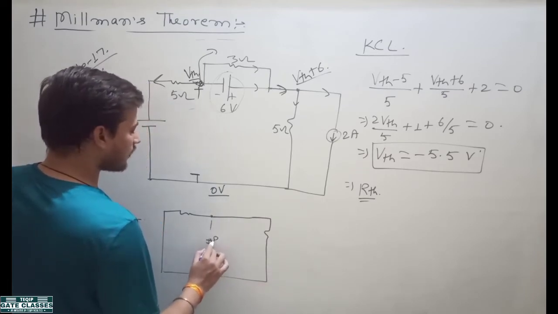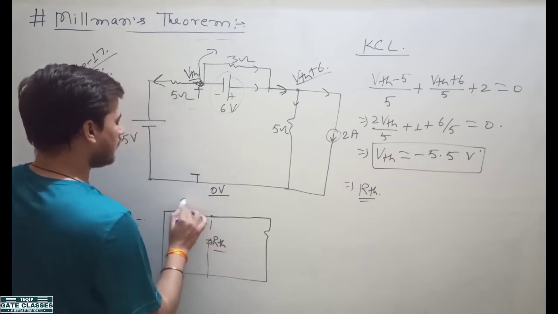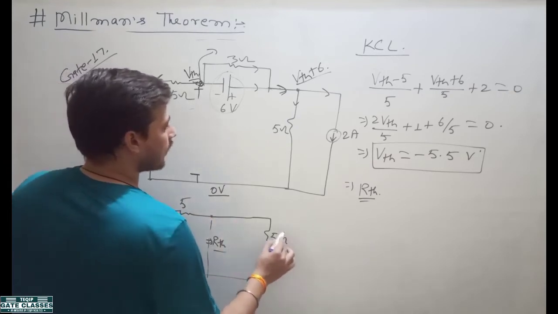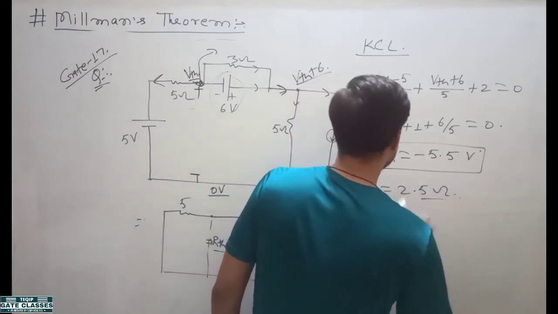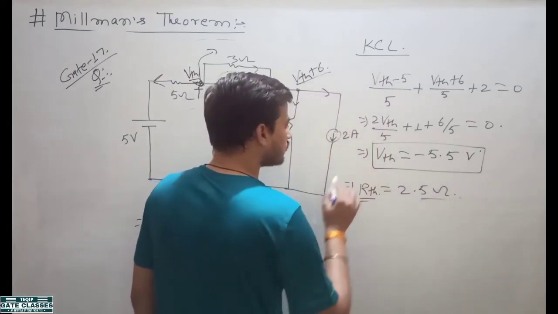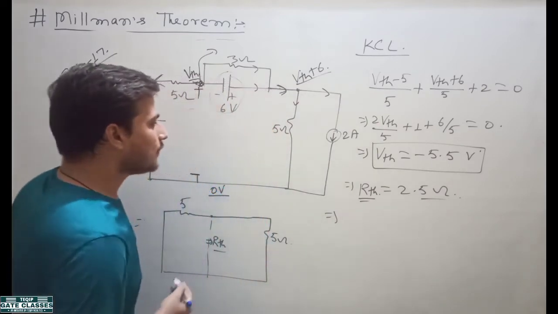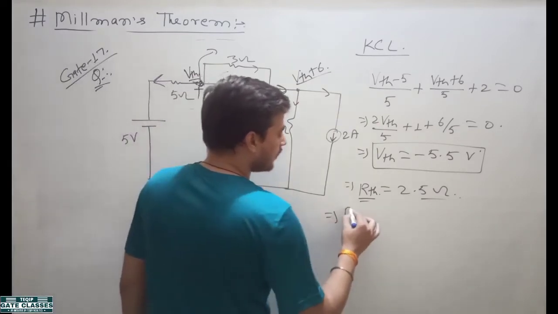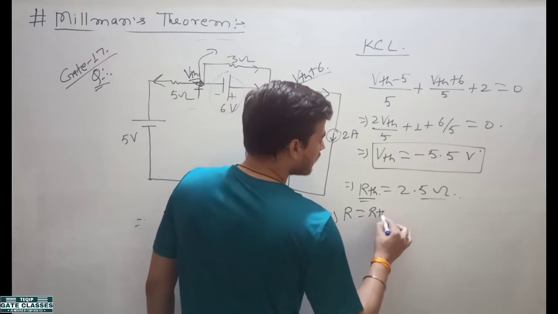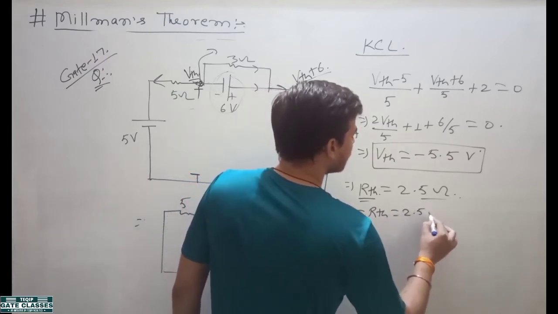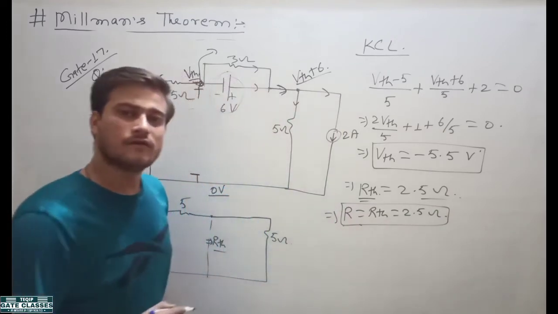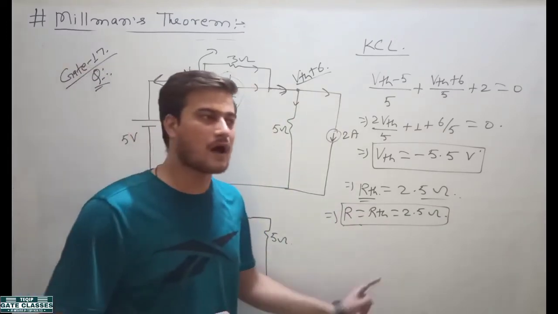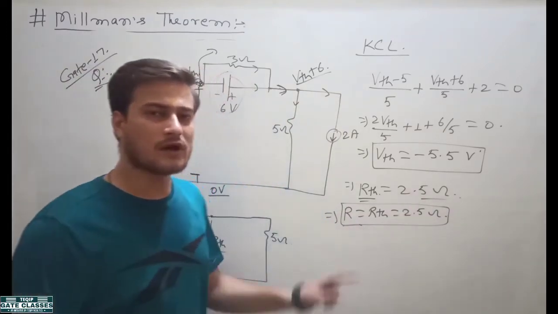From here you have to write RTH. It is 5 ohm. This is also 5 ohm. So RTH will be equal to how much? 2.5 ohm. If RTH is equal to 2.5 ohm, then what will be the value of R? R will also be equal to RTH, that means 2.5 ohm for maximum transfer of power.